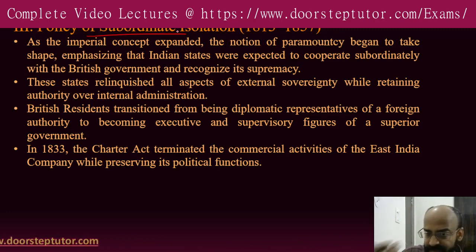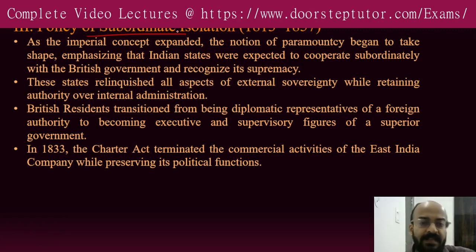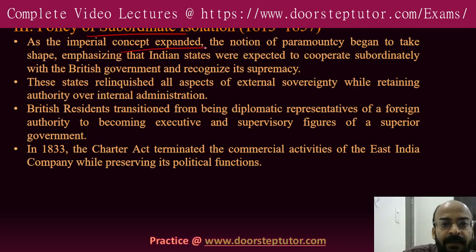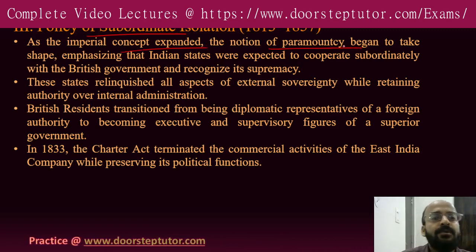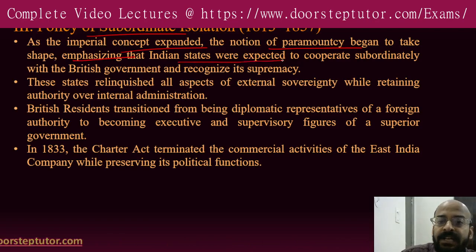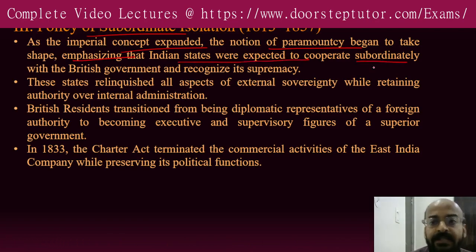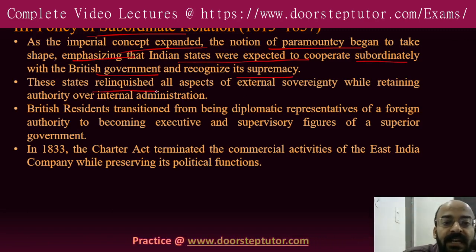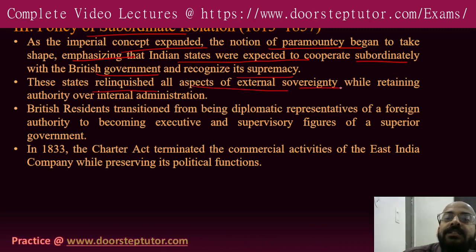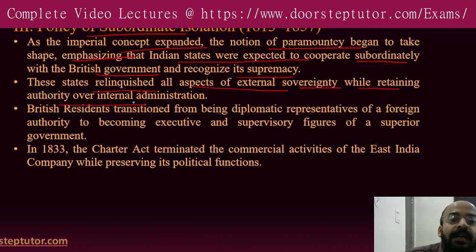Then we come to the next policy, that is the policy of subordinate isolation. Now, what is this policy? You subordinate any princely state, but you also use the policy of isolation, that is, you will not interfere too much in them. As the imperial concept expanded, the notion of paramountcy began to take shape, emphasizing that the Indian states were expected to cooperate subordinately with the British government and recognize its supremacy. So you have to accept the sovereignty or supremacy of the British. These states relinquished all aspects of external sovereignty while retaining authority over internal administration.